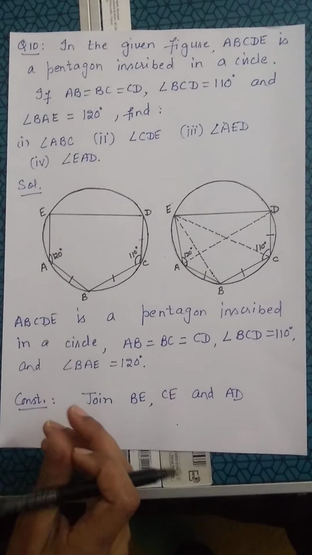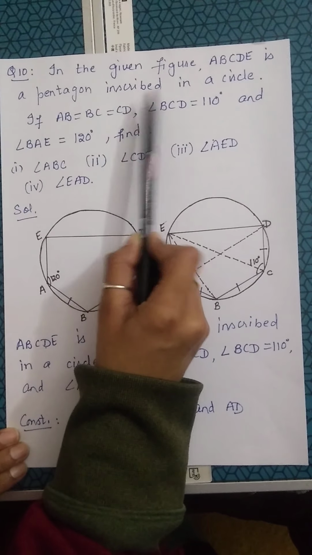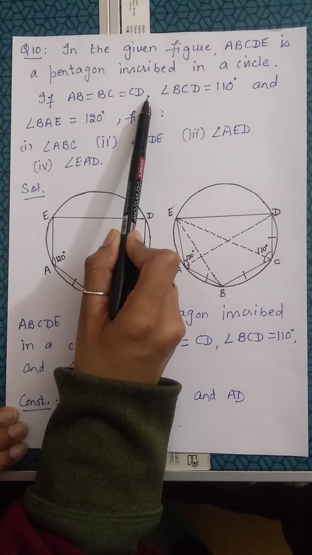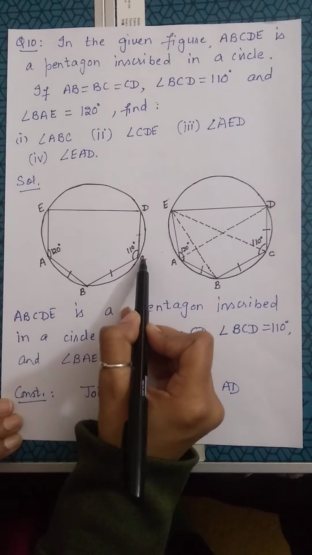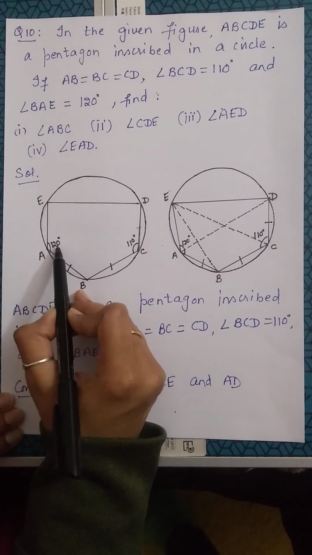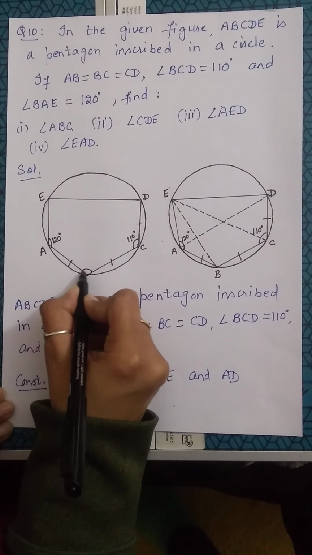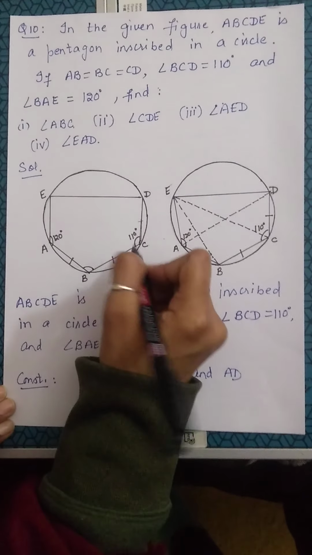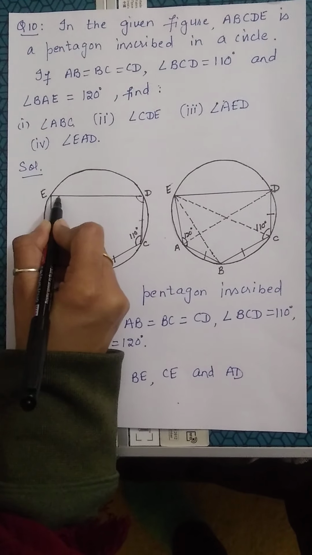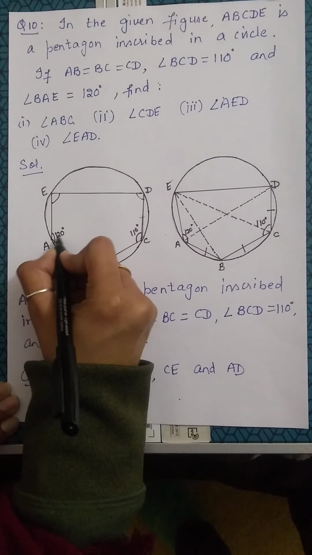Question number 10. In the given figure, ABCDE is a pentagon inscribed in a circle. If AB is equal to BC is equal to CD, and angle BCD is 110 and angle BAE is 120, find the values of angle ABC, this angle, CDE, this angle, AED, this angle, and angle EAD.